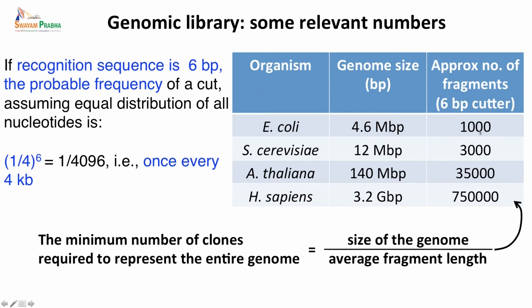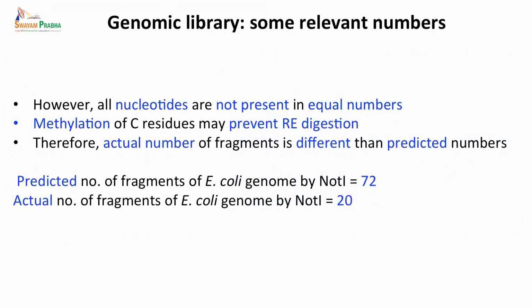So for E. coli, 1,000 clones will represent the entire genome. So this is the minimum number I'm talking about. This number obviously will increase as the genome size increases. And for human cells with the 3.2 gigabase pair genome, the minimum number of clones that you will require to represent the entire genome will be 750,000 clones. So that's a huge number.